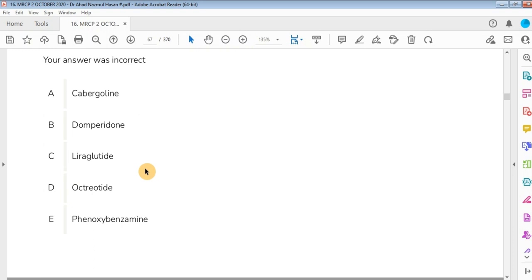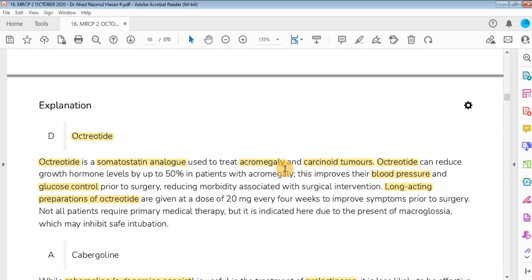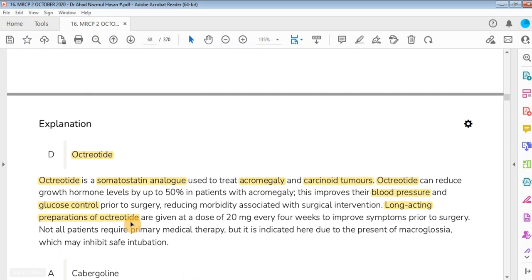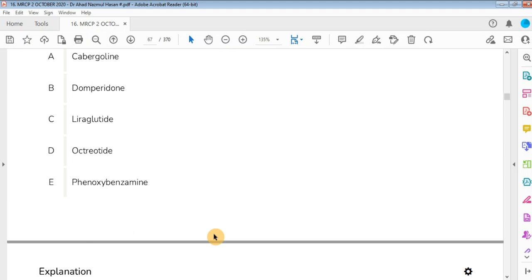Octreotide is a somatostatin analog used to treat acromegaly and carcinoid tumors. Octreotide can reduce the growth hormone levels by up to 50% in patients with acromegaly. This improves their blood pressure and glucose control prior to surgery, reducing the morbidity associated with surgical intervention. Long-acting preparations of octreotide are given at a dose of 20 mg every 4 weeks to improve symptoms prior to surgery. Not all patients require primary medical therapy, but it is indicated here due to the presence of macroglossia, which may inhibit a safe intubation.